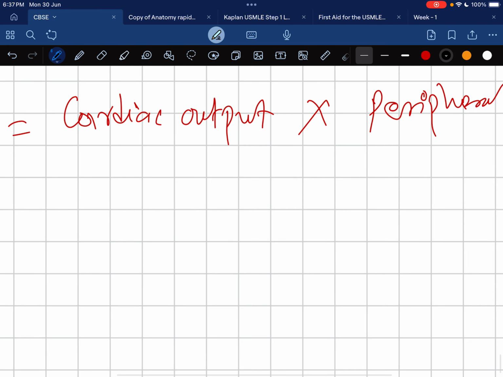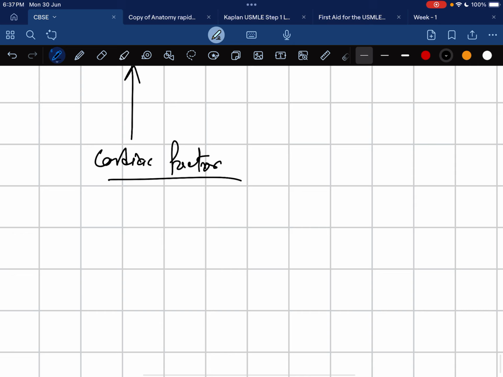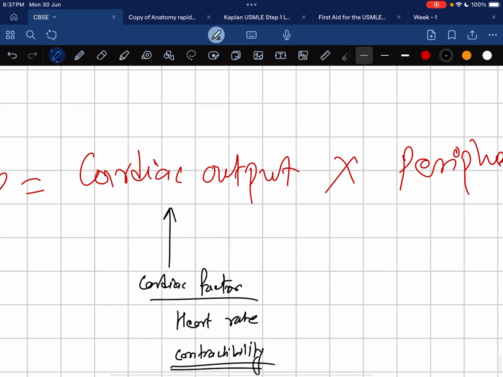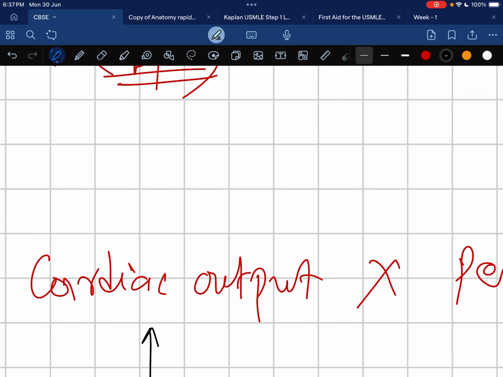So regarding cardiac output, when we discuss the cardiac factor, in the cardiac factor there is heart rate and contractility. If the heart is contracting more forcefully and there is a higher heart rate, then BP also increases. And there is also blood volume. Blood volume is also responsible for the cardiac output.